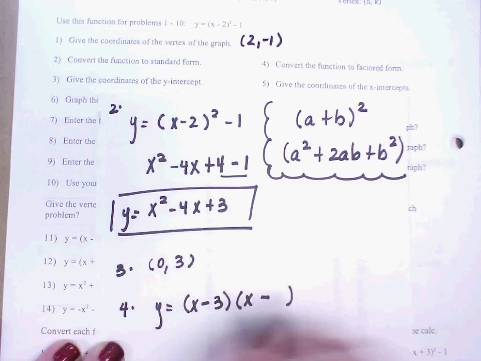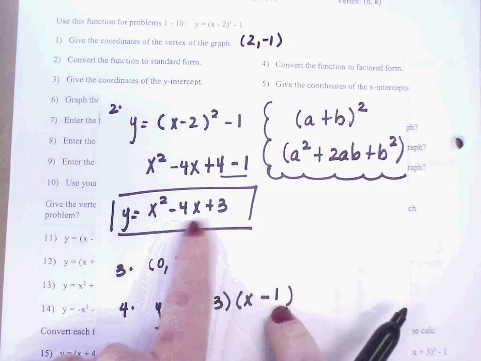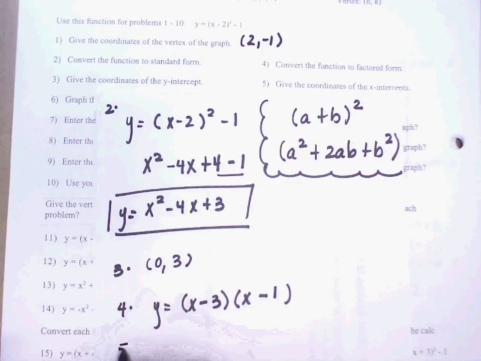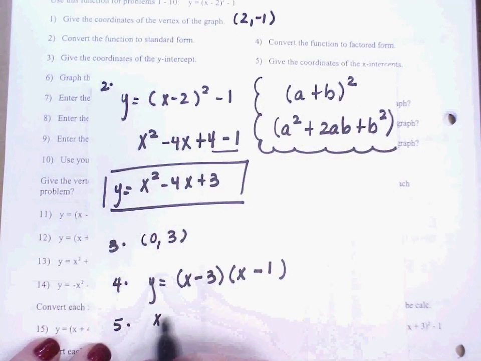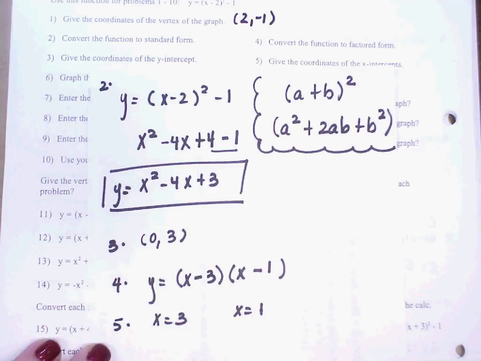So what are the zeros? That would be number 5. Get the x-intercepts. X equals 3 and x equals 1. We're not going to graph it. Nope, I'm not going to do anything else. All right, 11.